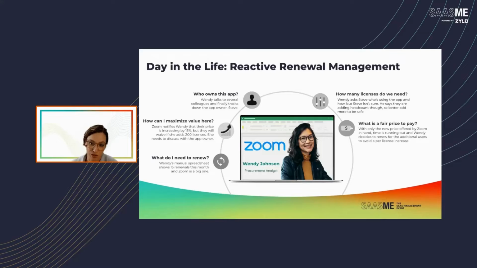Now, Wendy, along this journey, doesn't have a great idea of usage, but she's also trying to figure out what's a fair price to pay. With only the new price offered by Zoom in hand and no other data points to go off of, time is running out and Wendy just decides, I'm just going to renew for these additional users. Steve said the team's growing. And I'm going to avoid that per license increase by adding those additional folks.